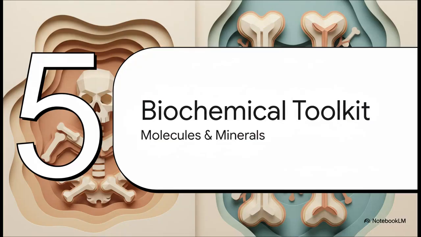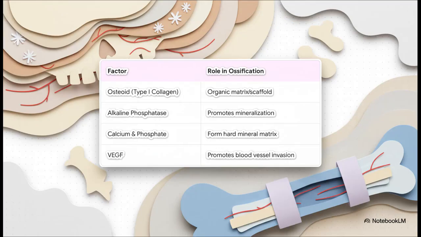Right, so this amazing cellular crew doesn't just show up empty-handed. They use a really sophisticated biochemical toolkit full of enzymes, signaling molecules, and of course, raw minerals to get the job done. This here is their biochemical toolkit. We've already talked about osteoid, that's the collagen framework. Of course, you need the raw materials, calcium and phosphate, the mineral building blocks that form those hard hydroxyapatite crystals. But just as important are the managers and the messengers. You have critical enzymes like alkaline phosphatase that help the hardening process along, and you have signaling molecules like VEGF that act as chemical dispatchers to coordinate the whole project.